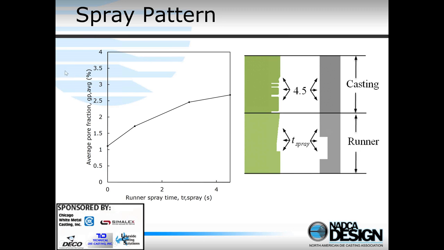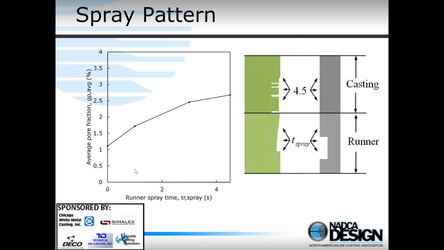And so we're looking at spray time here versus percentage of pores. What happens when we spray the runner a lot is that the runner gets colder, and that part of the casting is going to solidify faster and therefore block the feeding of the liquid into the cavity, and we get more shrinkage porosity. So that's what we're showing here. As we spray the runner more, we get more shrinkage porosity in the casting.